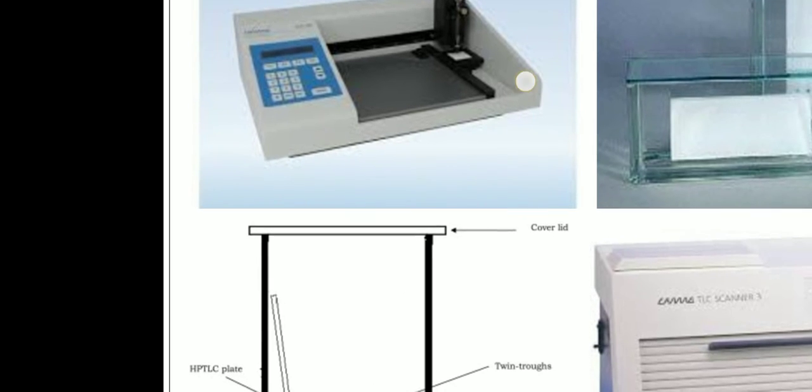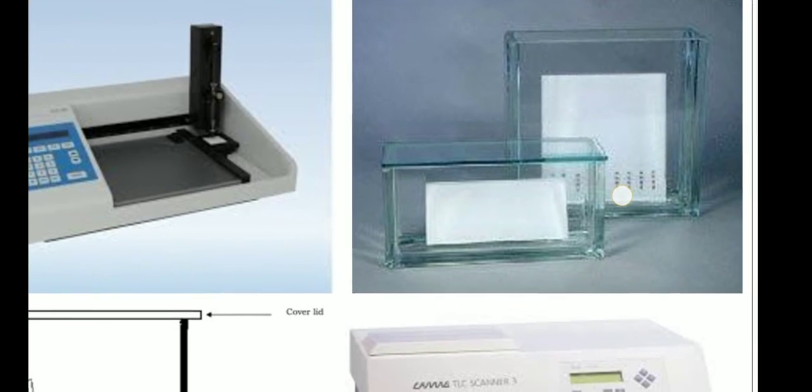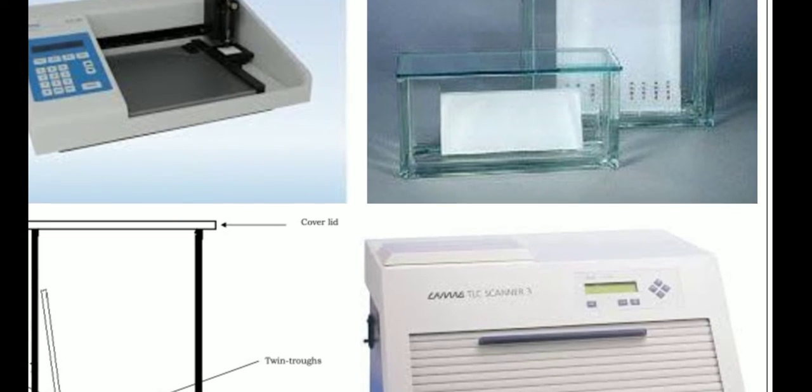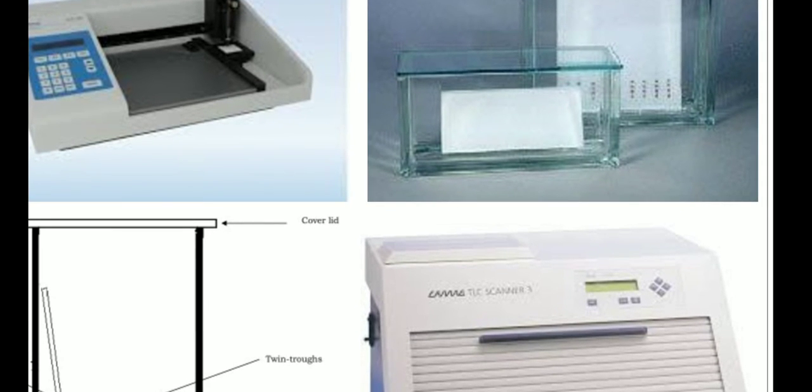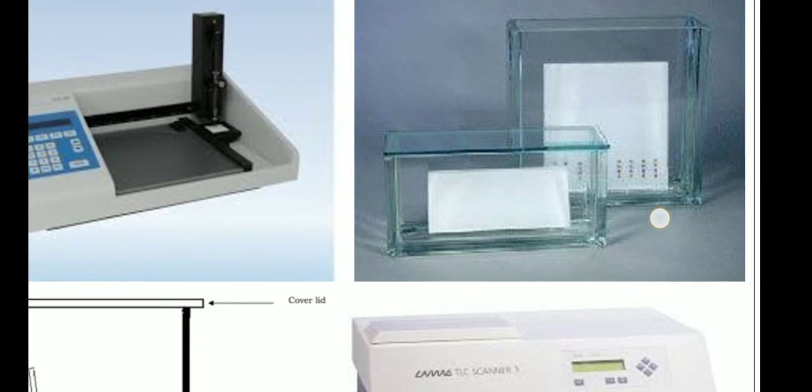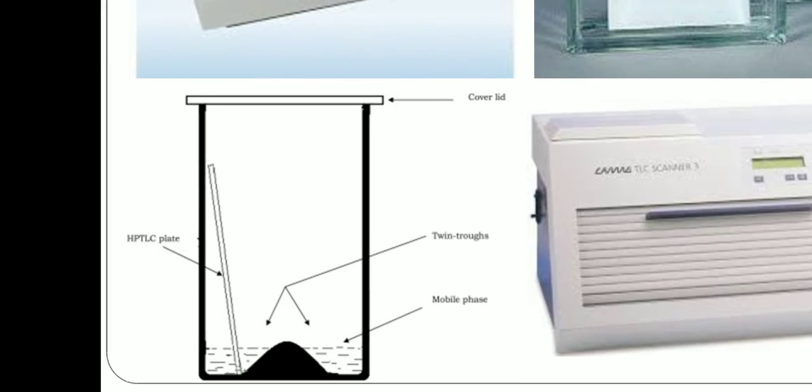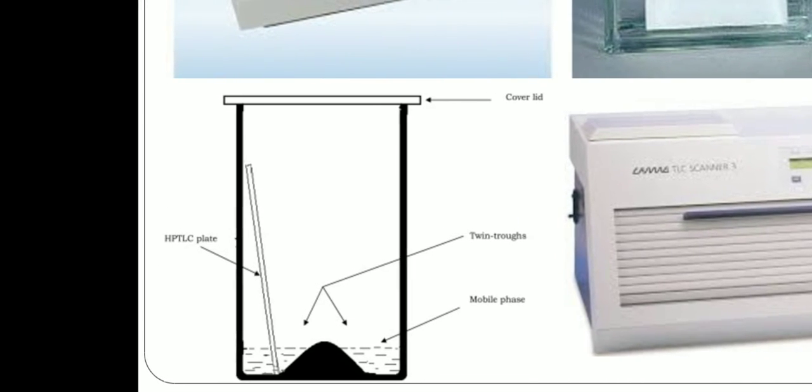This one representing that sample applicator. Then this is chromatogram development chamber, the twin trough chamber, for chromatogram development. This is representing the twin trough chamber.